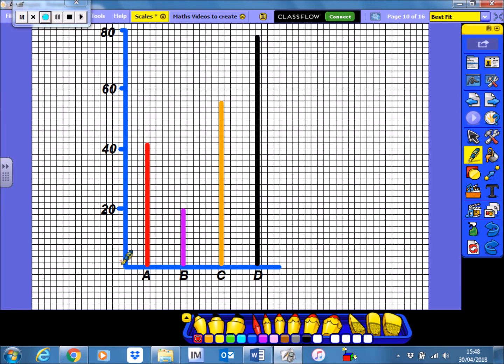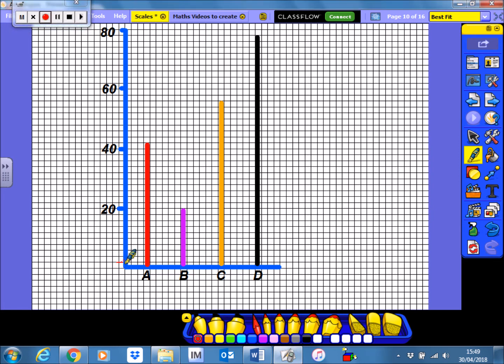So we've got 1, 2, 3, 4, 5, 6, 7, 8, 9, 10 boxes. So what I'm going to be doing is taking 20 and dividing it by 10. 20 divided by 10 is 2. Therefore, each box must be worth 2. Let's see if it would work. So let's see if that actually works out.